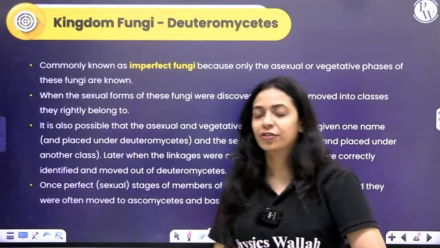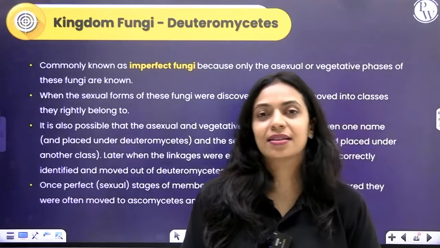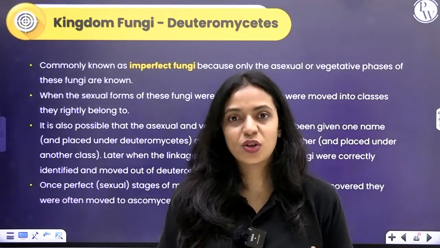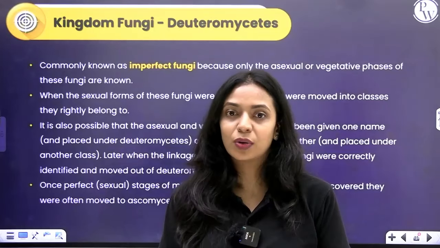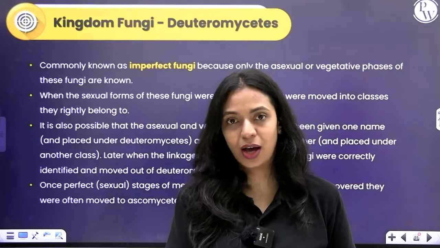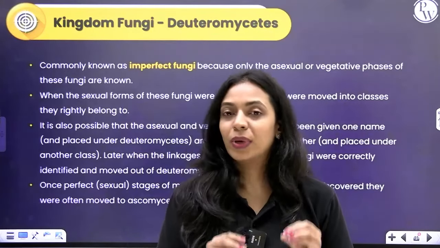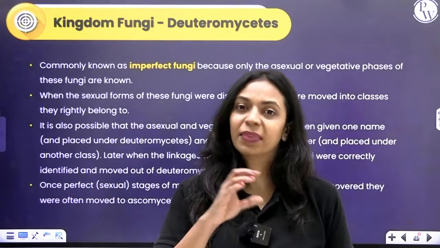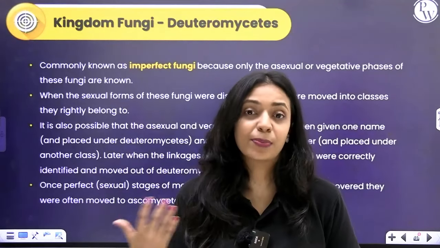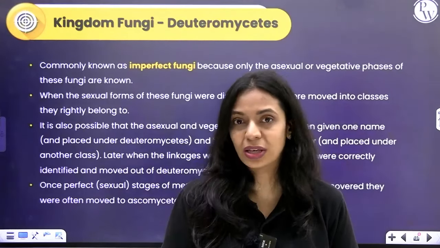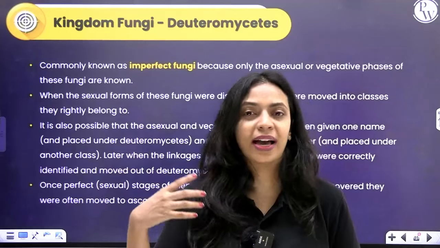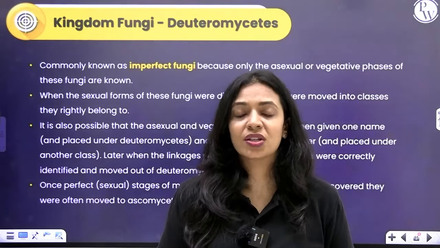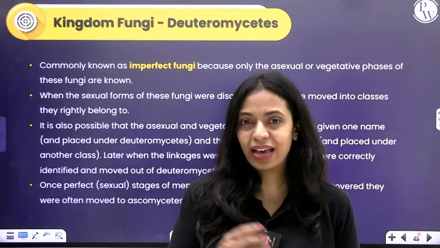They are called imperfect fungi because the sexual phase is called the perfect stage. In these organisms, either they do not undergo sexual reproduction or we have not yet discovered how they undergo sexual reproduction. As of now, we only know that they undergo reproduction by asexual means. As and when they discover how they reproduce sexually, depending upon what kind of spore they produce, they will classify it into either basidiomycetes or ascomycetes. But this includes organisms in which sexual reproduction doesn't take place or we have not yet discovered it.